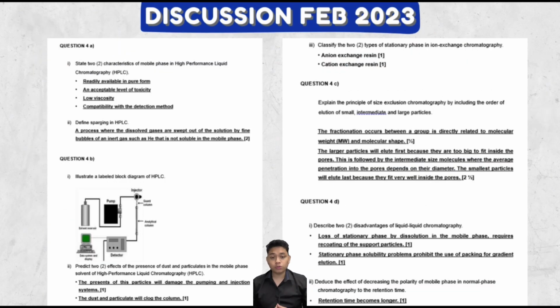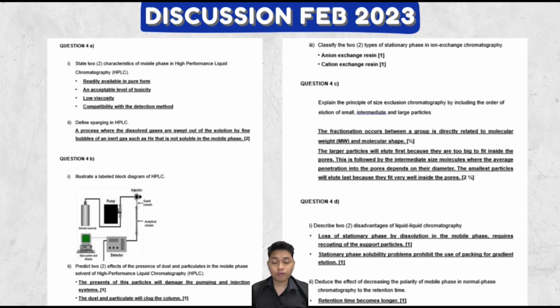Now, let's move on to past year questions from February 2023. The first question is A, which consists of two questions. The first answer is readily available in pure form, an acceptable level of toxicity, low viscosity and compatibility with the detection method. The answer for the second question is a process where the dissolved gases are swept out of the solution by fine bubbles of an inert gas such as helium that is not soluble in the mobile phase.